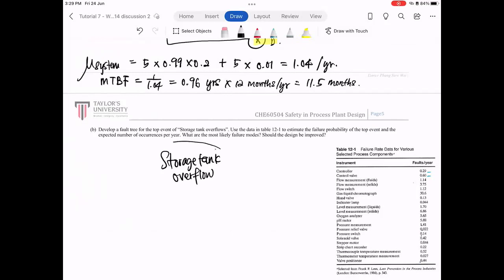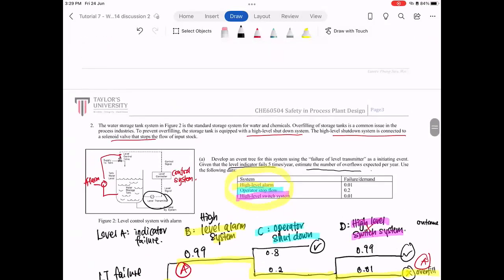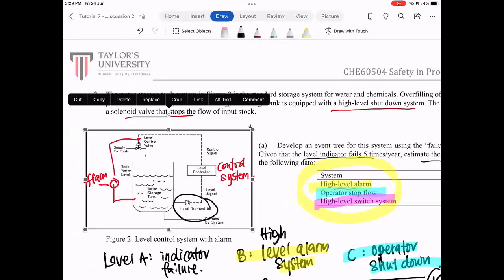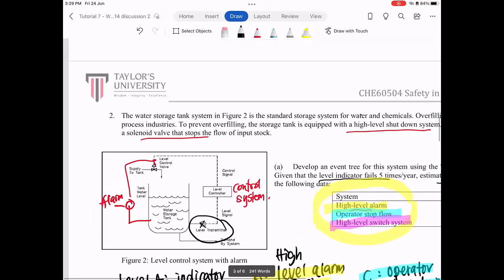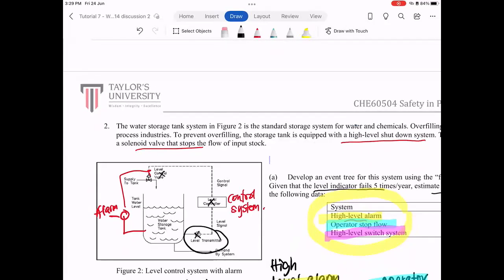Normally it's a circle. Then we follow and look at the system itself. It overflows. It can be because of level transmitter failure. Remember just now we said that when we have one fail, everything fails. If the level controller fails, the whole system fails. If the controller fails, the whole system fails too. If the alarm fails, the whole system fails too. And if the high level indicator fails, the whole system fails too.